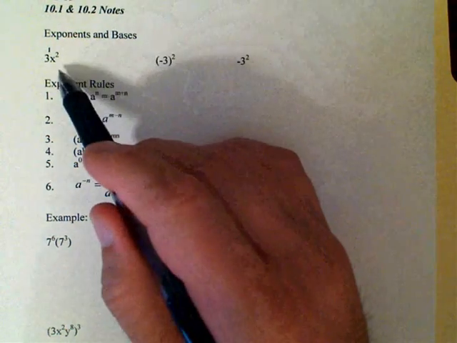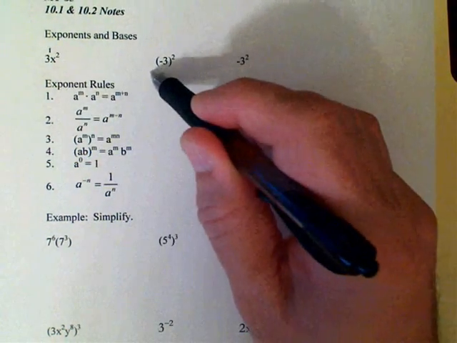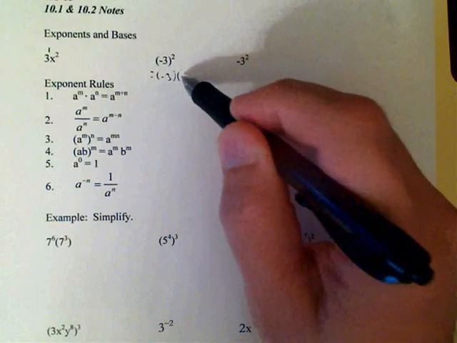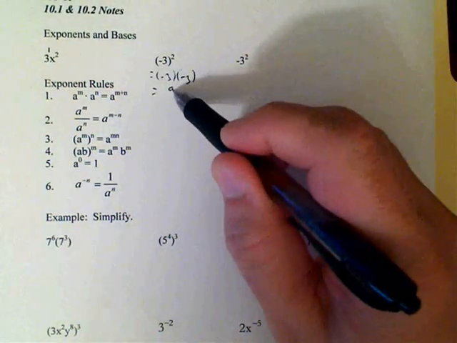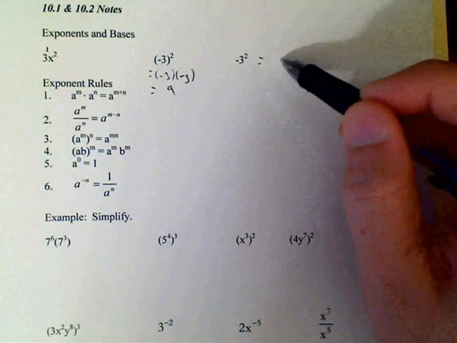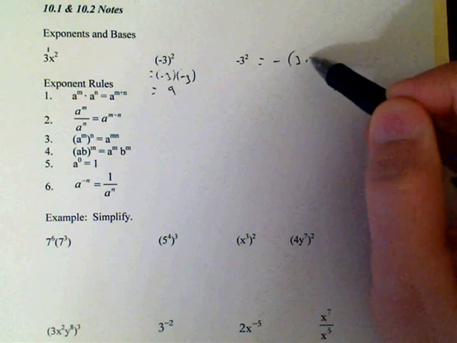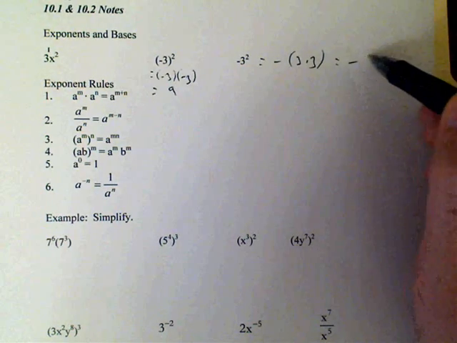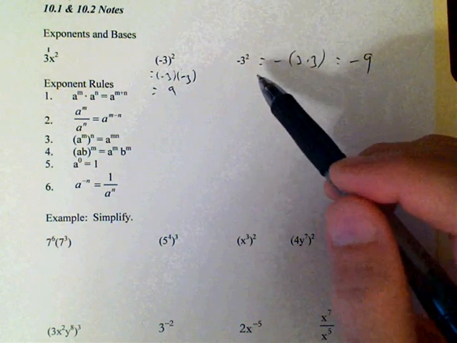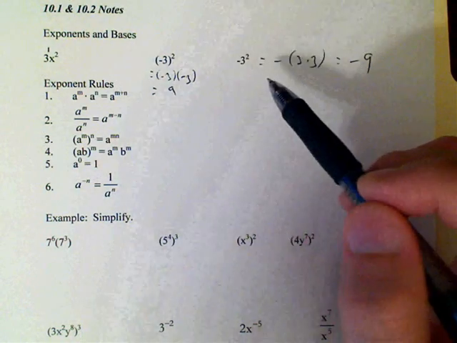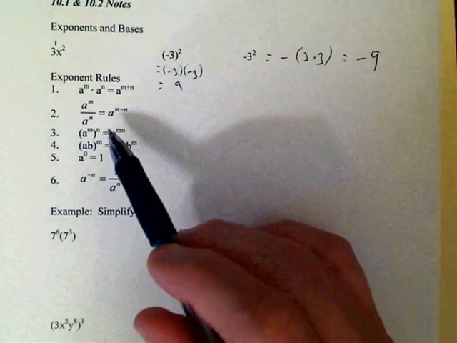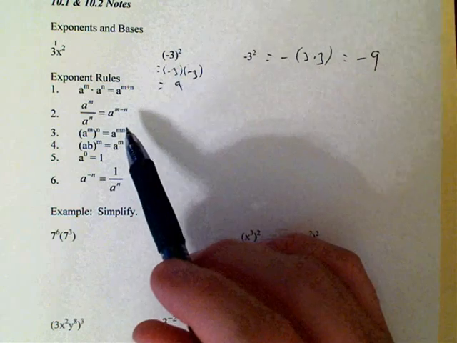So on this one, there's no work to do. On this one, this is the same as negative 3 times negative 3, which is a positive 9. Now on this one, this is the same as negative 3 times 3, which is a negative 9. Some people get confused on this. The exponent is on the number, not the sign. Keep that in mind.